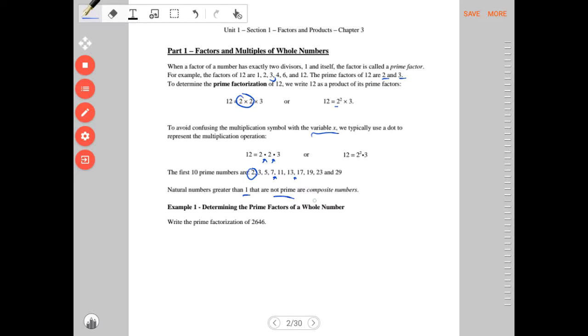Natural numbers greater than 1 that are not prime are called composite, the opposite of prime. When you think of what the word composite means, it's composed of. So composite numbers are composed of 2 or more prime numbers.